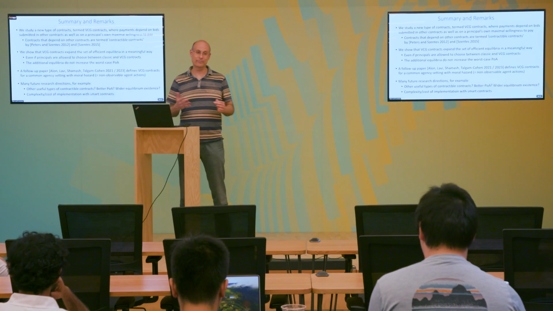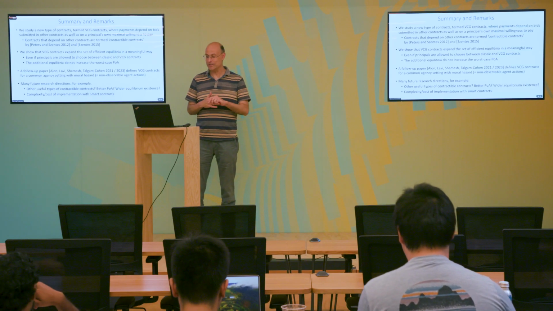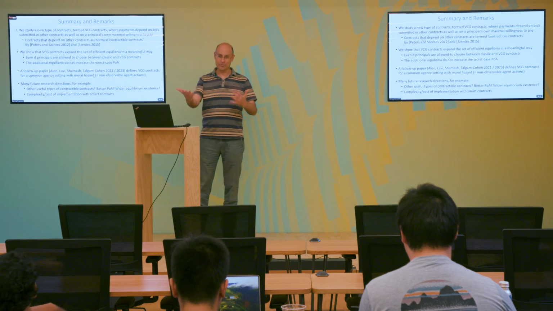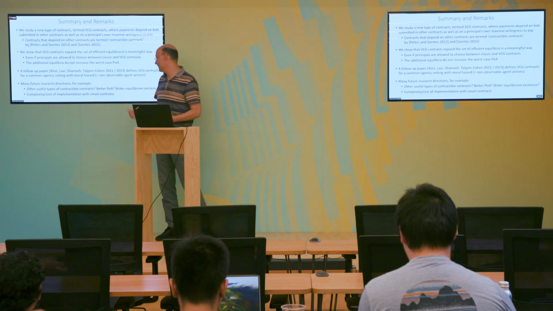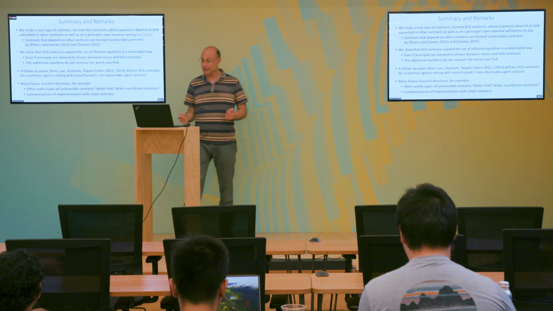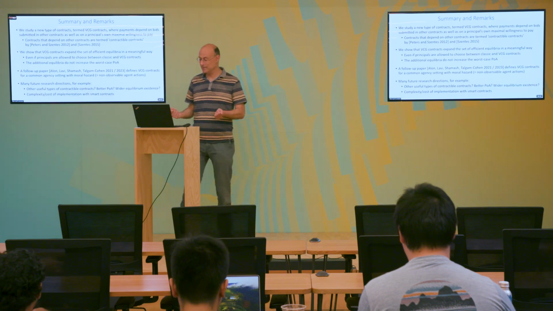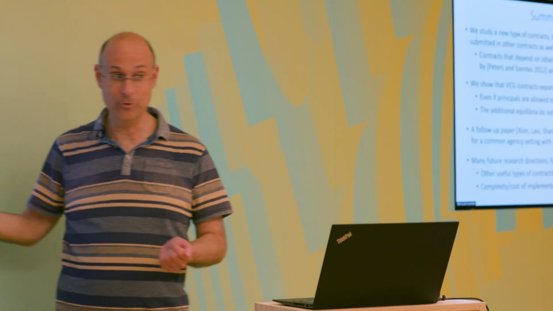And of course, we have many future directions. For example, as already discussed, other types of useful contractible contracts, better price of anarchy, wider equilibrium existence for other types, not for VCG contracts.